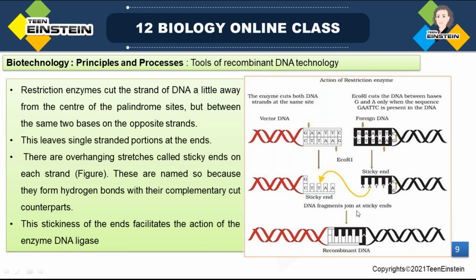So DNA fragments join at sticky ends when we are making recombinant DNA. Here you can see it is joined. So this is the recombinant DNA. There is a new combination. There is a vector DNA and there is a desired gene or a foreign DNA which is having the desired DNA. Both are combined. This is the recombinant DNA. Got it? So the fragments join at sticky ends.